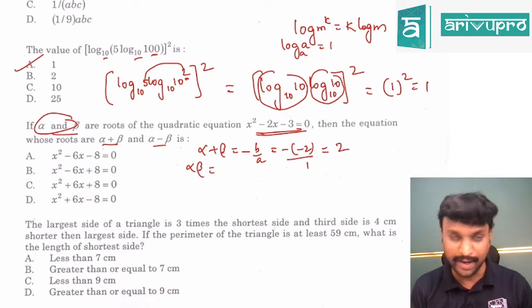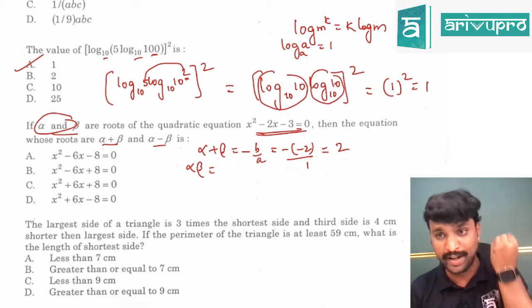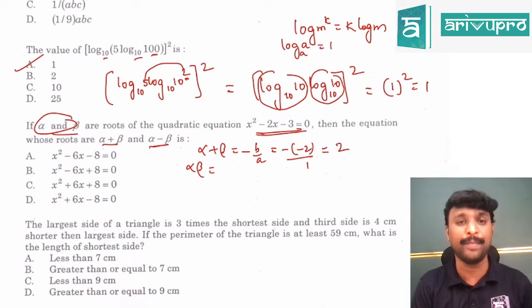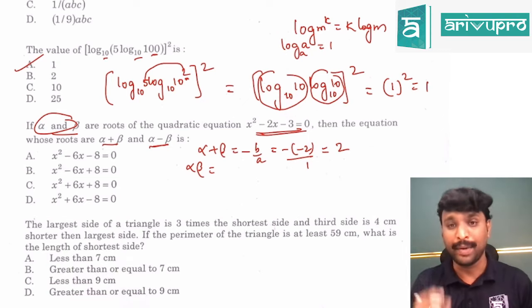Similarly, what is alpha into beta, guys? So you may be wondering, alpha into beta is not asked. Why are we finding alpha into beta? Because to find the alpha minus beta value, you must know alpha into beta. I'll tell you how. Why.